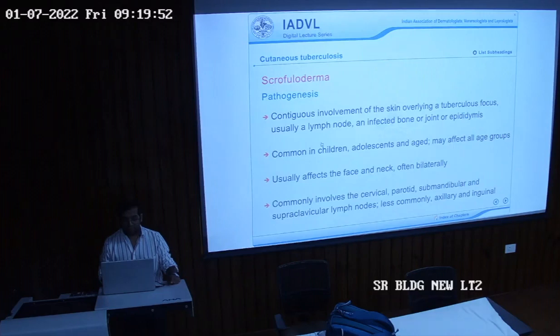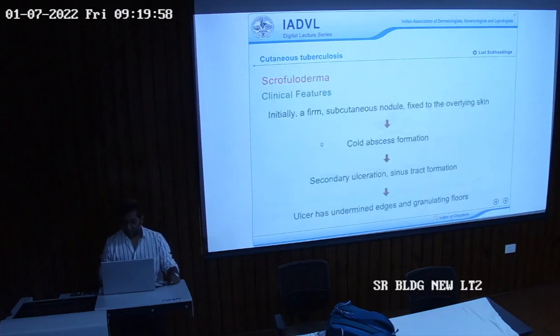Involves cervical, parotid, submandibular, and supraclavicular lymph nodes, less commonly axillary and inguinal. Clinical features: it's initially a firm subcutaneous nodule fixed to the overlying skin, followed by a cold abscess formation, followed by secondary ulcerations and a sinus tract formation. Ulcer has undermined edges and penetrative floors.